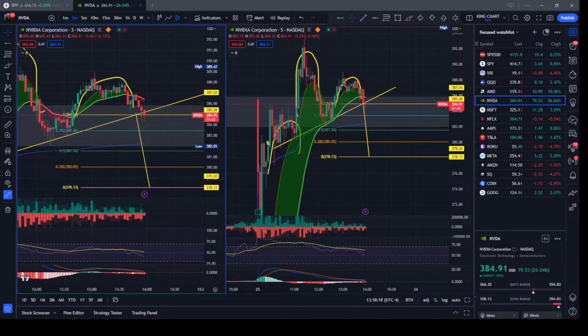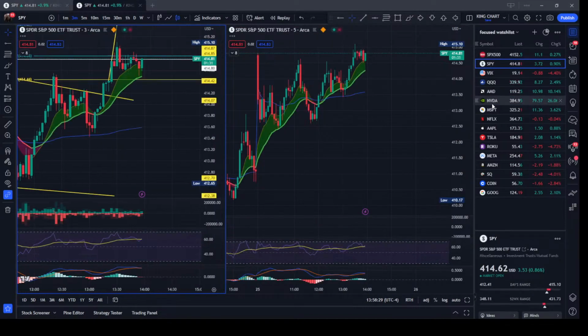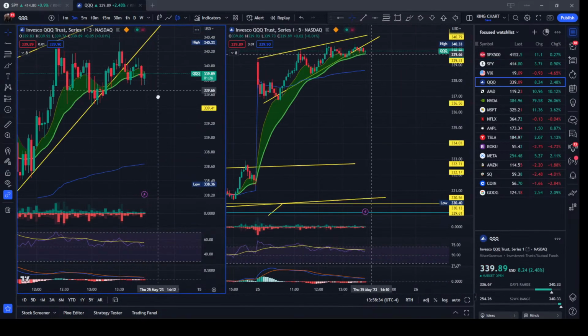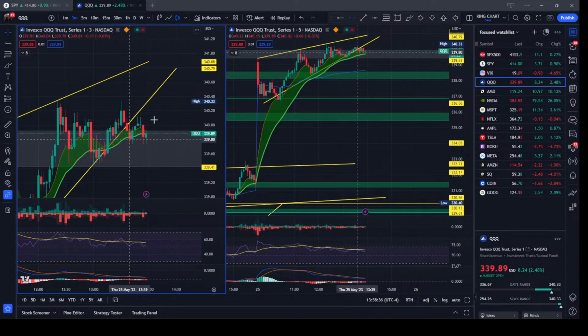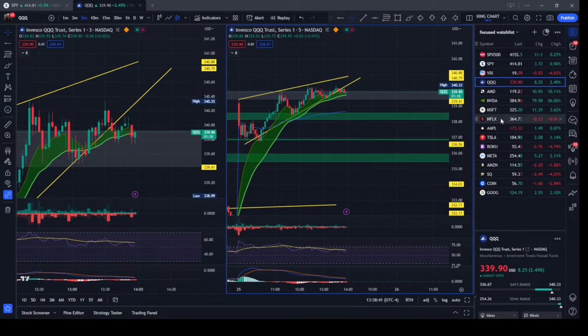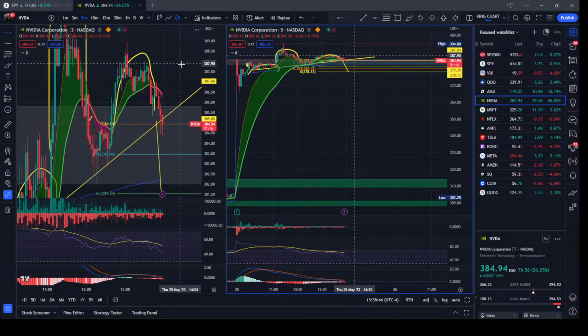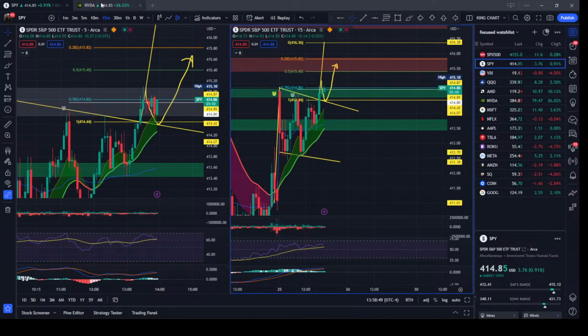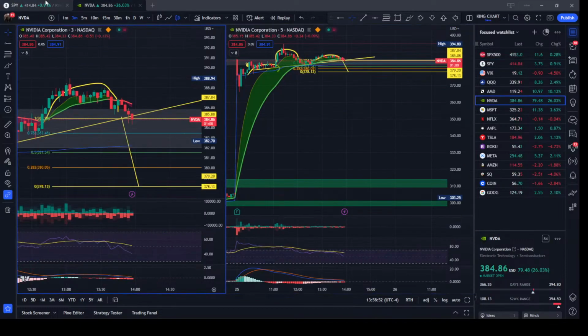Hope you guys caught that SPY play earlier with me. We did get a max of 7%, but unfortunately no more than that. SPY trying to push back up. What are Qs doing? Qs are just hanging out. What's Q doing here?